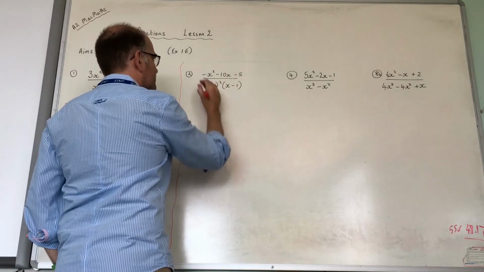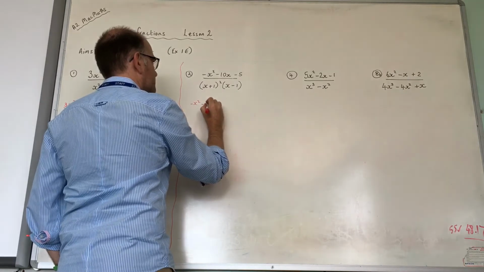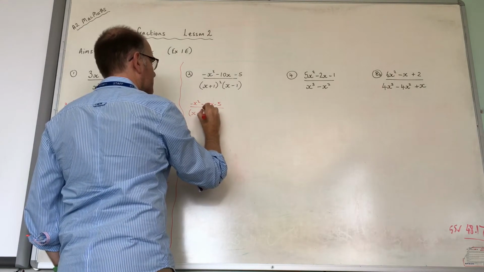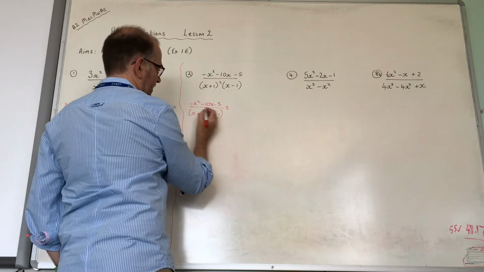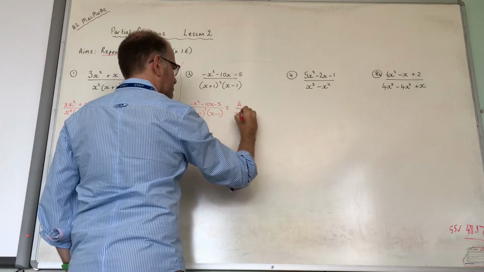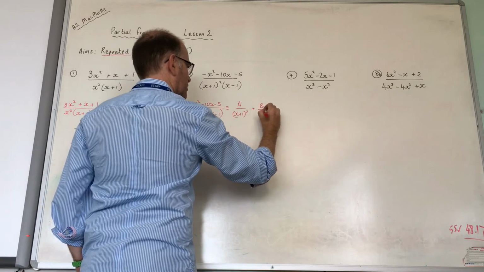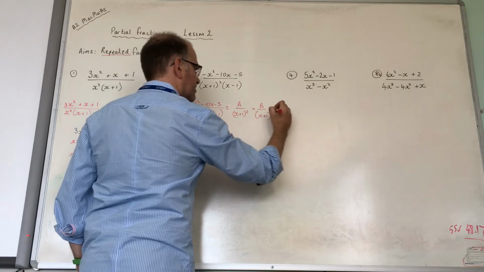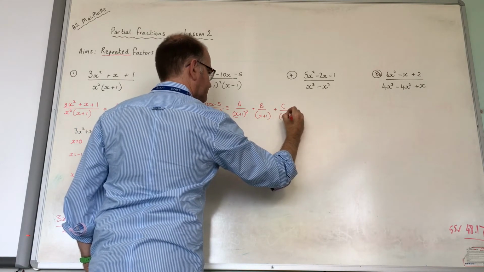Okay, so we're saying that we've got minus x squared minus 10x minus 5. You might want to put it on pause and have a go yourself, times x minus 1 is equivalent to, and then all of the roots. So we're going to go a over x plus 1 squared, that's the repeated bit, plus b over x plus 1, that's just one unit of it, that's also in there, and c over x minus 1.